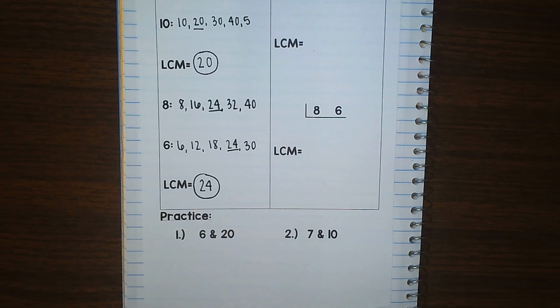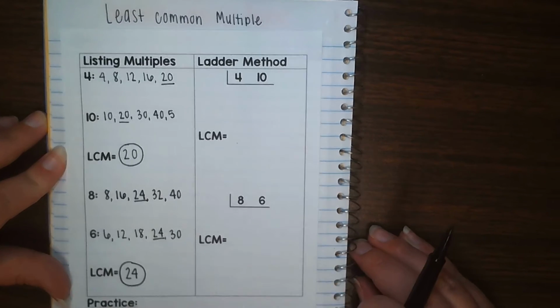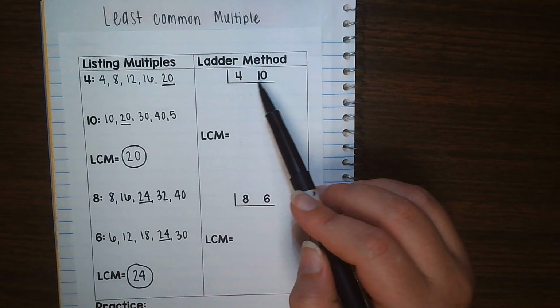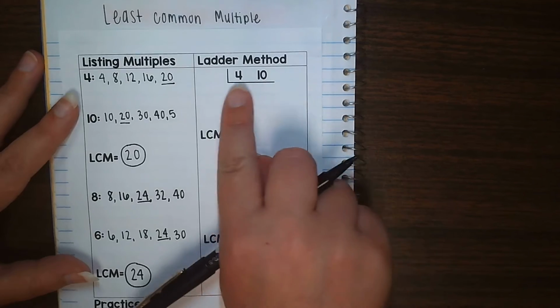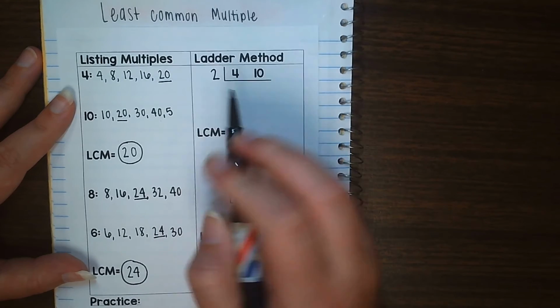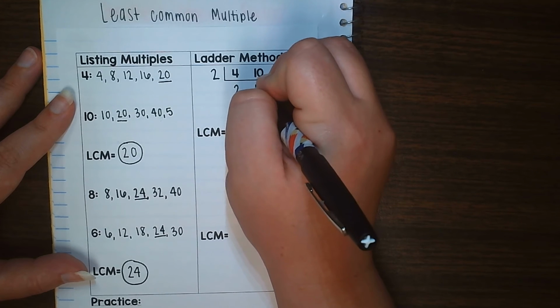Okay. So this one was, again, an easy one. It only took the first 5 multiples to figure out what our least common multiple was. So another way we could do this is by using the ladder method. When we use the ladder method, we've been doing this for prime factorization and greatest common factor. We pull out a factor that both numbers have in common. So let's pull out a 2, since both of these are even. 4 divided by 2 is 2. 10 divided by 2 is 5.